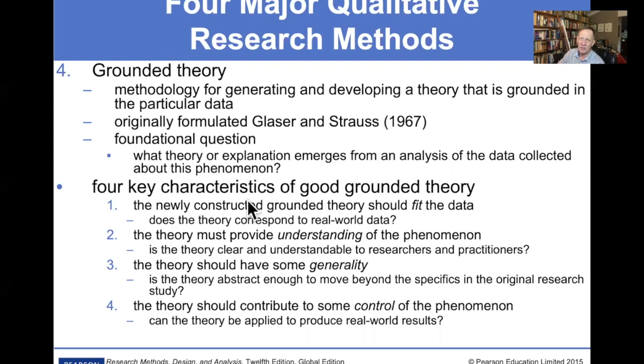Quite different from other scientific ways of thinking, but in any case, there are four key characteristics of good grounded theory. The newly constructed theory should fit the data. Does the theory correspond to real-world data? The theory must provide an understanding of the phenomenon. Understanding means that you can explain the relationships. The theory should have some generality. Is the theory abstract enough to move beyond the specifics of the original study? The theory should contribute to some control of the phenomenon. Can it be applied to produce real-world results?